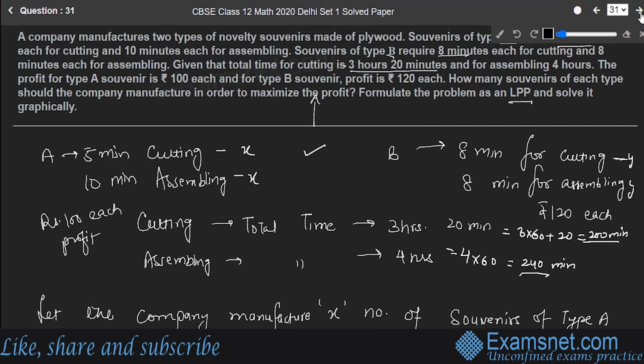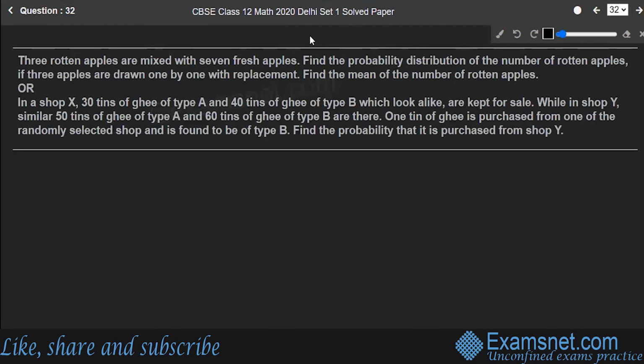Let's move to the next question, number 32. 3 rotten apples are mixed with 7 fresh apples. Find the probability distribution of the number of rotten apples if 3 apples are drawn one by one with replacement. Find the mean of the number of rotten apples. Or there is the second choice for the question. I have read the first one. I'll continue with the first one till now.